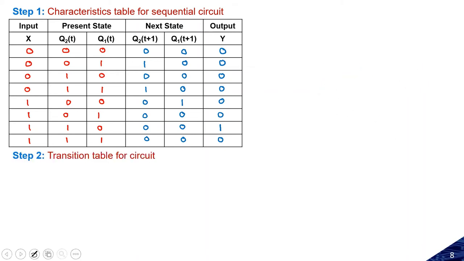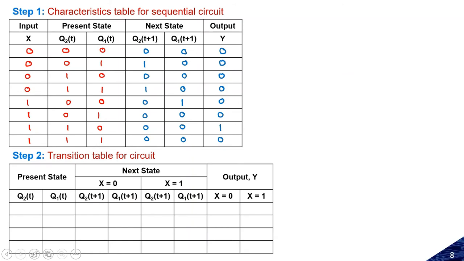The next step is I need to come up with a transition table for the circuit. The transition table means what? Let us try to see here. If you divide this table from here, you are getting Q1T and Q2T replicated here. So I can have the combination like 0, 0, 0, 1, 1, 0, and 1, 1. So these are the four cases which I am getting.